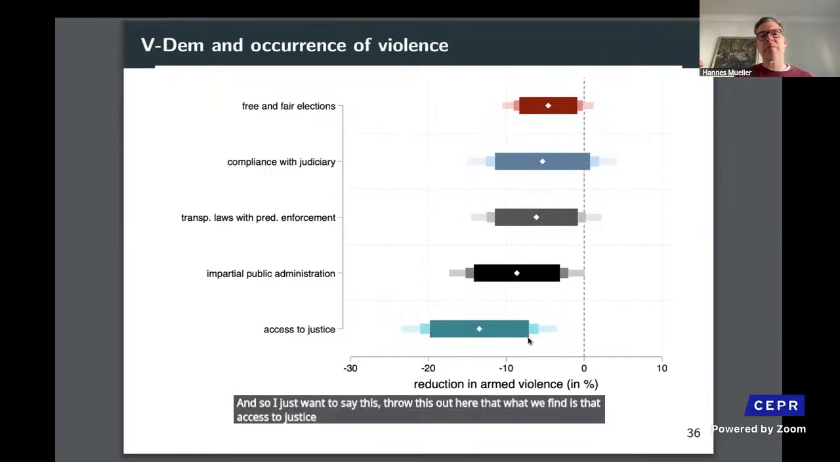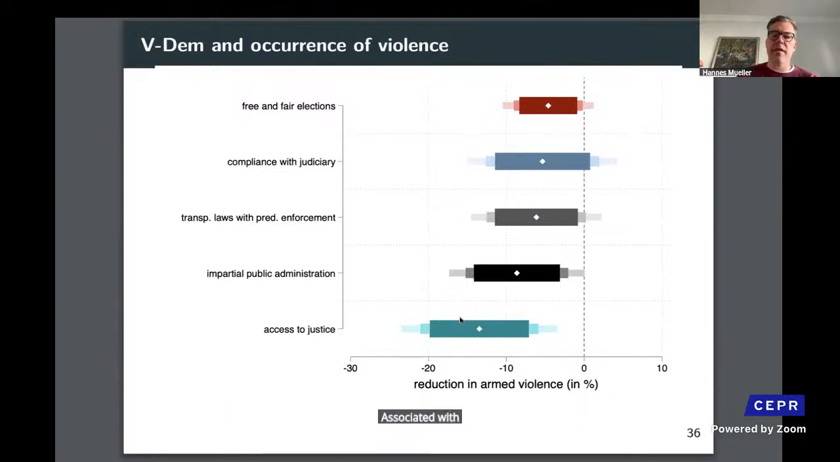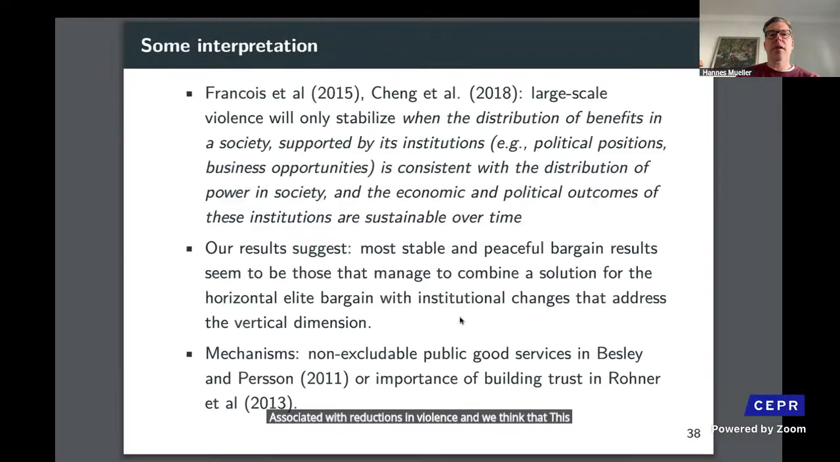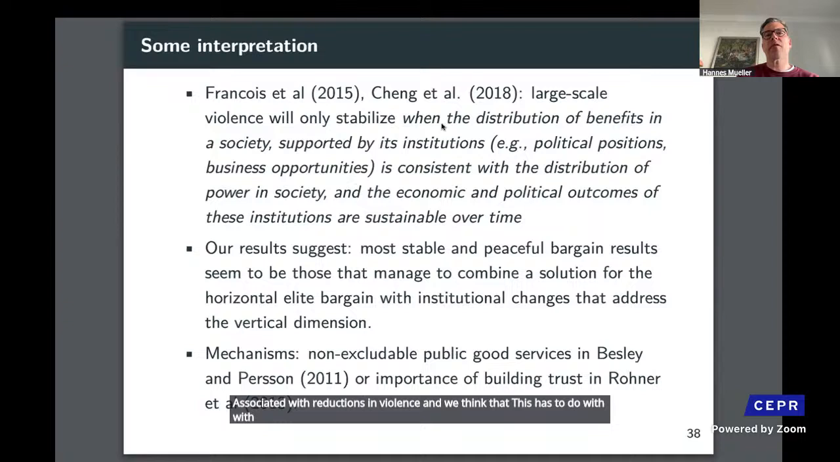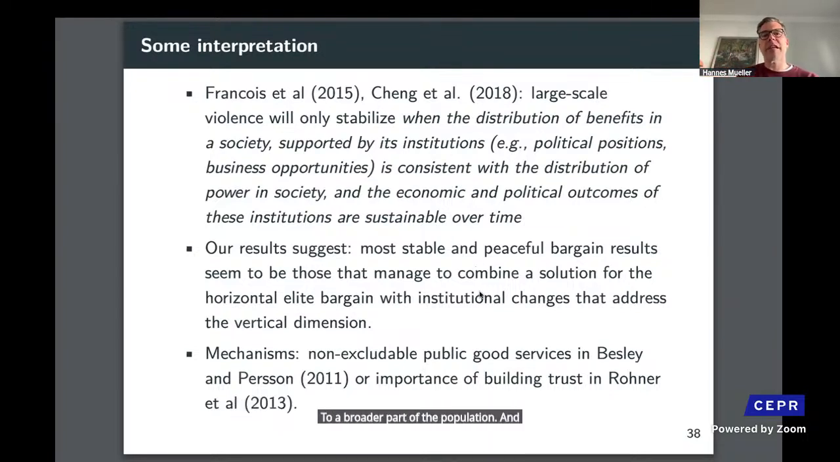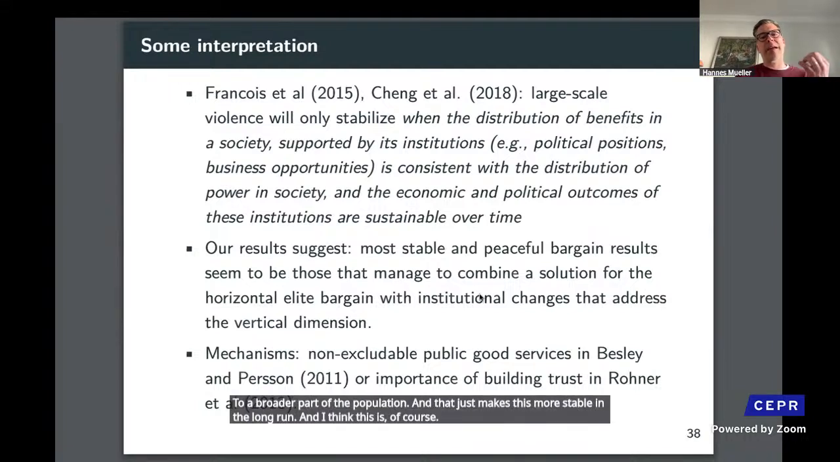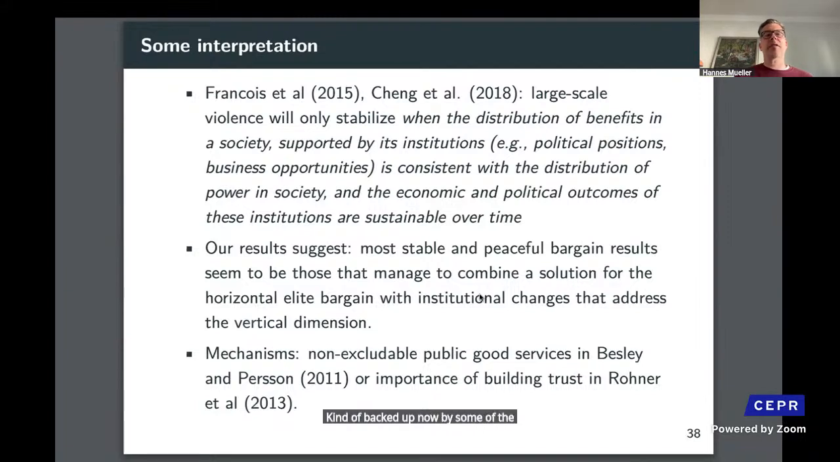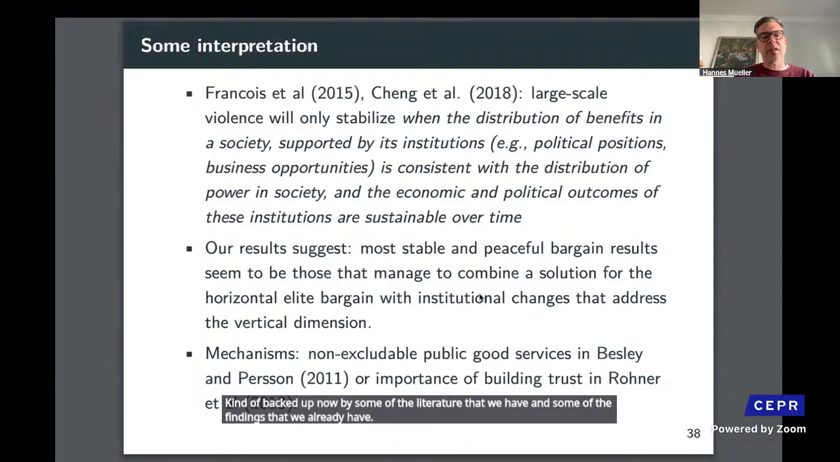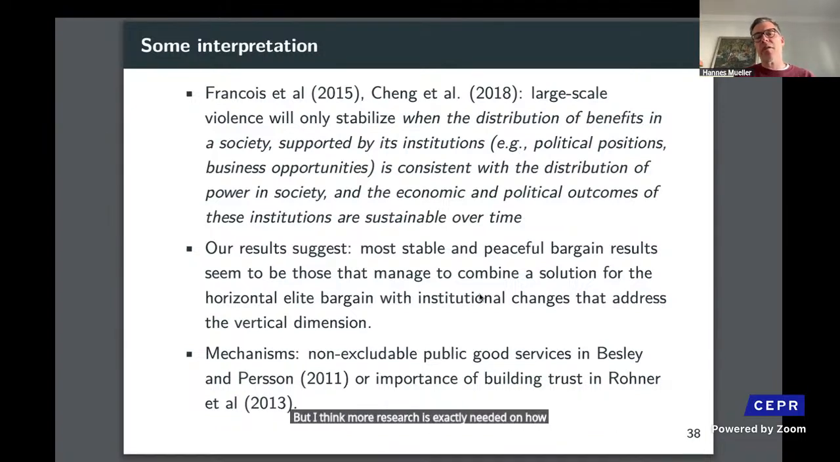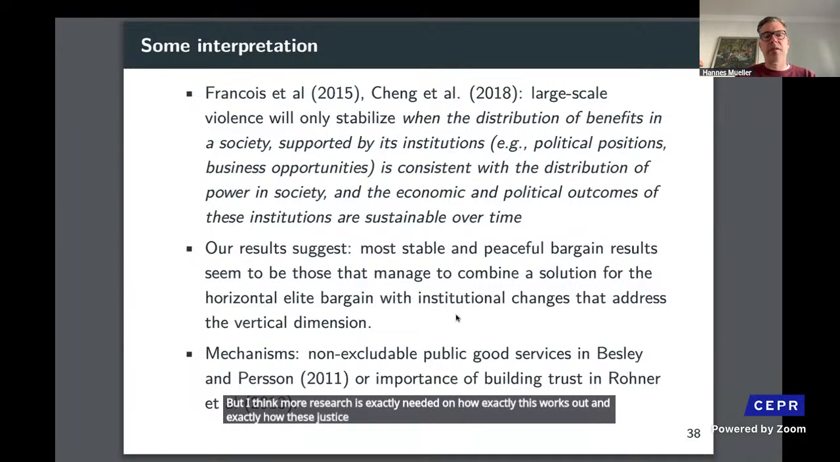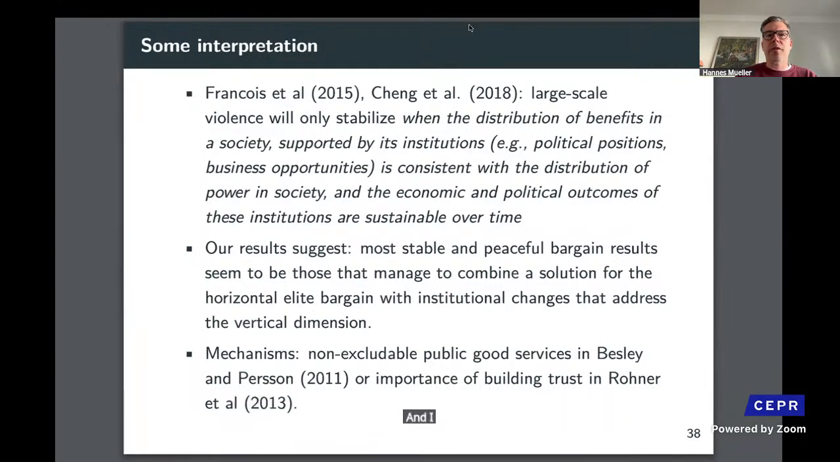And so I just want to throw this out here: what we find is that access to justice is really dramatically associated with reductions in violence, and we think that this has to do with moving from an elite bargain model, where it's just the elite bargaining with themselves, to reconfiguring the role of the state in providing public services like justice to a broader part of the population. And that just makes this more stable in the long run, right? I think this is backed up by some of the literature and some of the findings that we already have. But more research is needed on exactly how these justice institutions come in and help support a lasting peace. So I will stop here, and I'm looking forward to the Q&A.